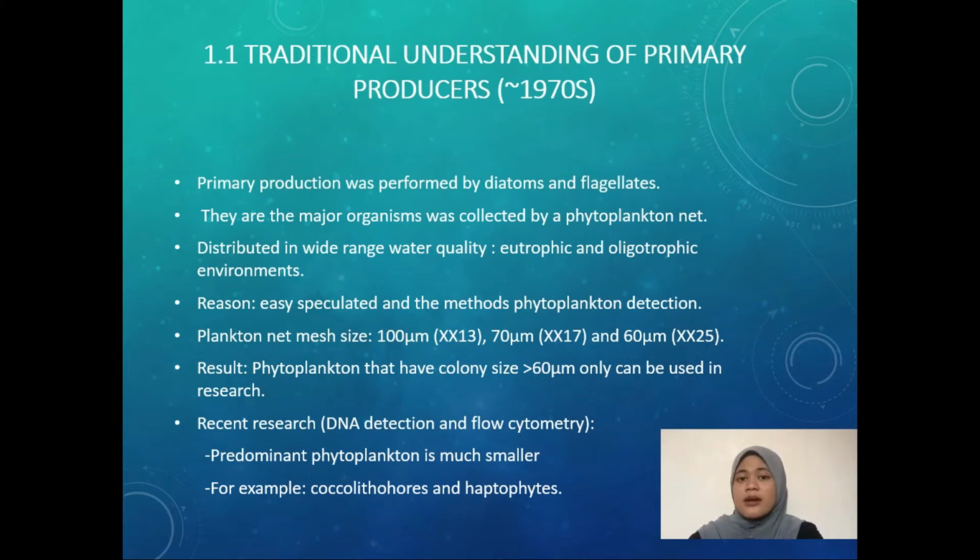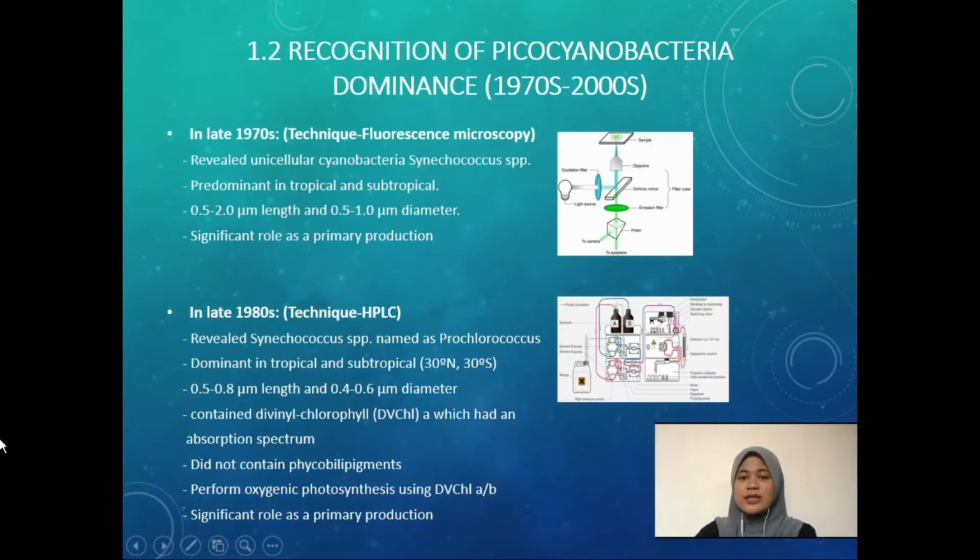The plankton have three types of mesh size, which are 100 micrometer, 70 micrometer, and 60 micrometer. The results show that phytoplankton with colony size more than 60 micrometer can be used in the research. In recent research using DNA detection and flow cytometry, the predominant phytoplankton is much smaller than those plankton that have been collected. A clear example is haptophytes and coccolithophore.